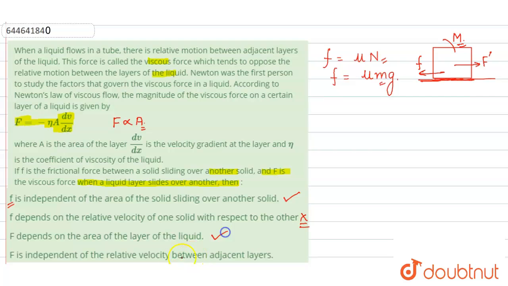So this is true. F is independent of the relative velocity between the adjacent layers. Now this is incorrect because we can see that this velocity difference is simply the difference of velocities of two layers. So this is wrong. So the correct options will be A and C. I hope you understood the explanation.